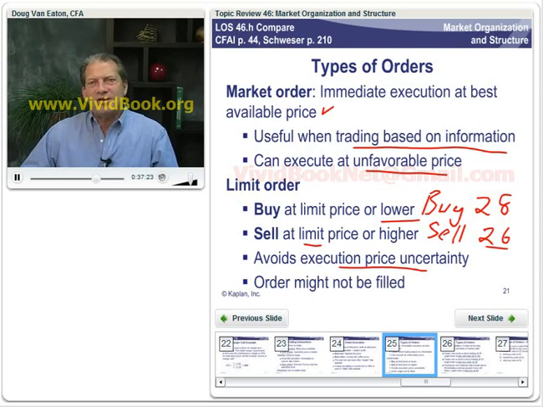Some real seasoned, long-time portfolio managers will tell you maybe differently and say, well, why would you trade without a limit order? There's got to be some price that you don't want to pay more than when you're buying a position. So the order might not be filled with a limit order.